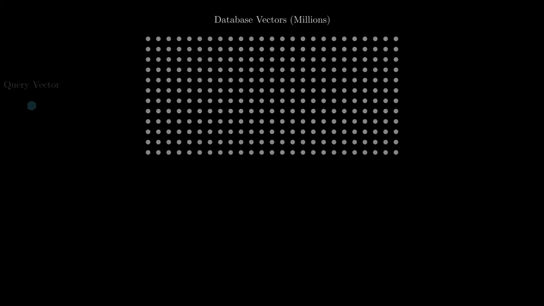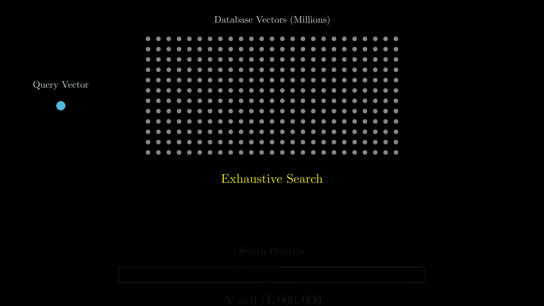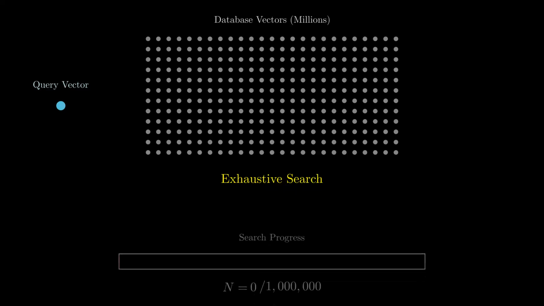Now that we have our query vector, how do we actually find the best match in our database? Imagine this grid represents our database, containing not just 10, but potentially millions of vector embeddings. The most straightforward approach is what we call exhaustive search, or brute force. We take our query vector and we compare it with the first vector in the database, then the second, then the third. We calculate the cosine similarity for every single document to see which one is the closest.